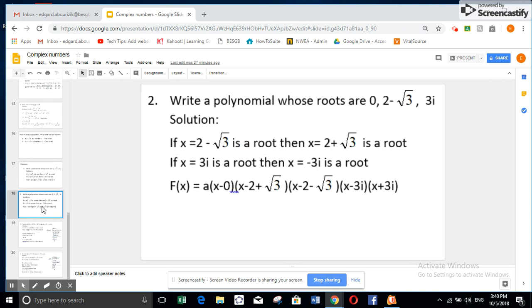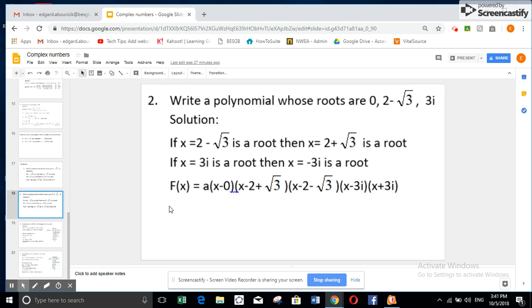Let us take more examples. Here I have roots; write a polynomial given these roots. 0, that is, x minus 0 is a factor, that is, x is a factor. If 2 minus radical 3 is a root, 2 plus radical 3 should be a root. So these are the two factors. And if x equals 3i is a root, its conjugate must also be a root. So it will be x minus 3i times x plus 3i.